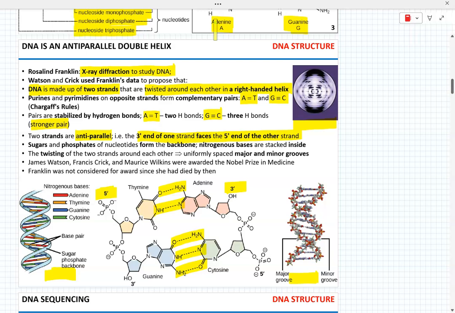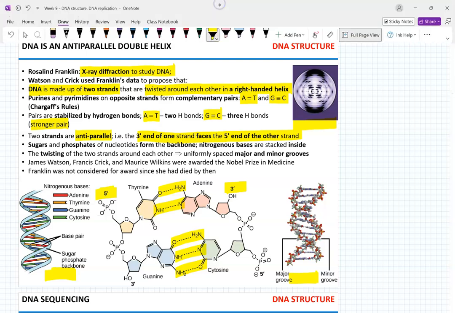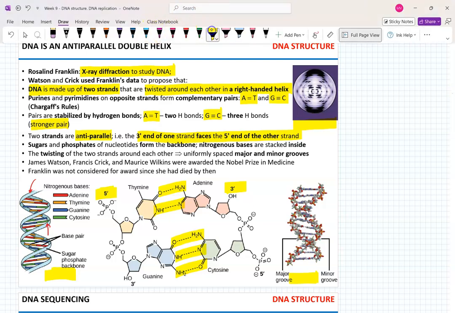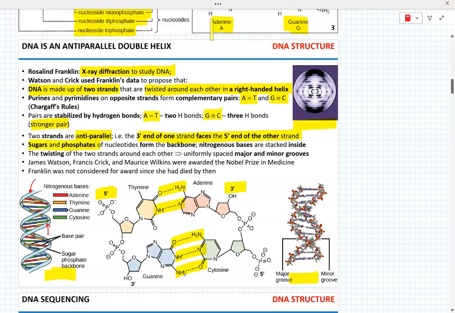The backbone, shown on the left image as the blue ribbon, is formed by sugars and phosphates, while the bases are stacked inside.